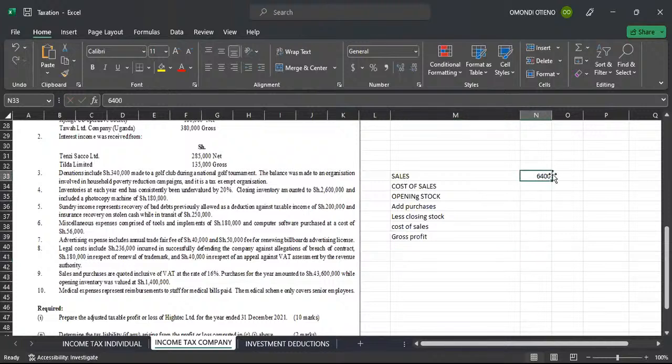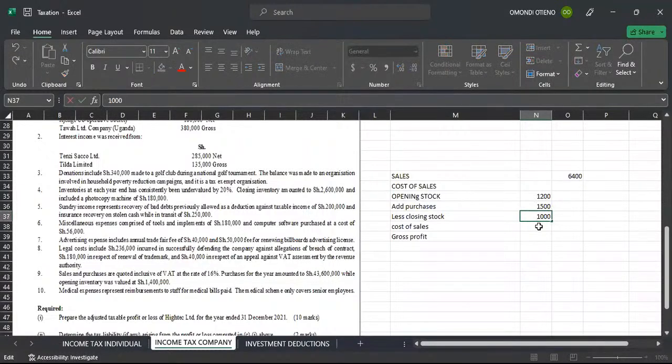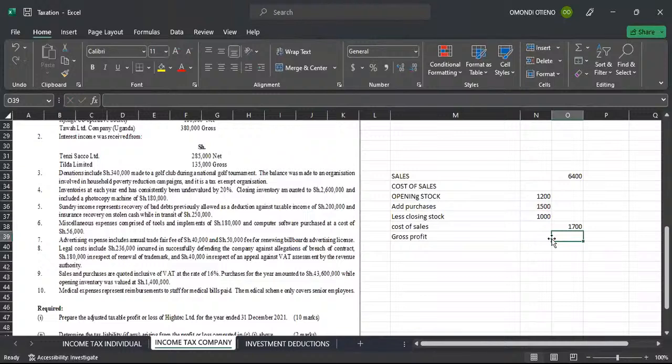So opening stock is 1,200, add purchases of 1,500, less closing of 1,000 for us to get cost of sales. So cost of sales will be opening, add purchases, less closing. That is what we have. So gross profit will be equivalent to sales minus cost of sales.